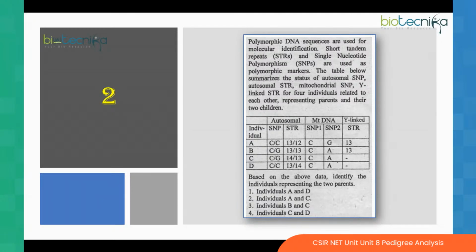This also, again, we have to use the information from pedigree analysis, or how the traits are passed on from one generation to another, or from parents to offspring. But along with that, the data that is there does not include any pedigree chart. It includes the markers which are present. Okay, so SNP is a marker, that is single nucleotide polymorphism. STR is short tandem repeats. Okay, and they all are molecular markers.